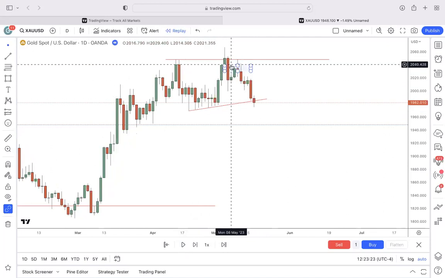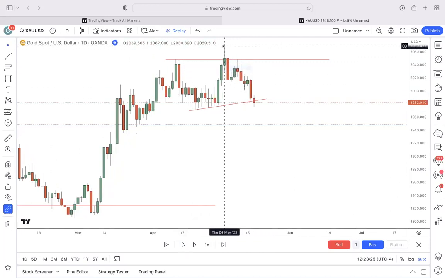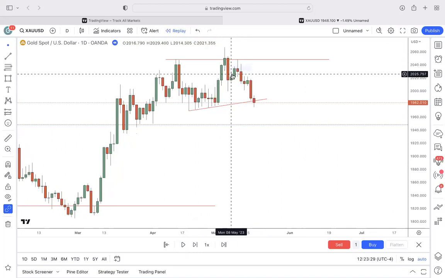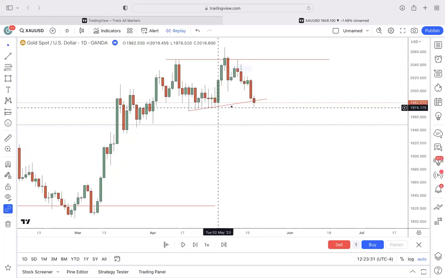Let's say you missed this right here, okay, guys? Let's say you missed the turtle soup up here. Let's say you missed the order block entry here. You're too scared. Price comes down, we take out these lows. Let's say you missed that too.